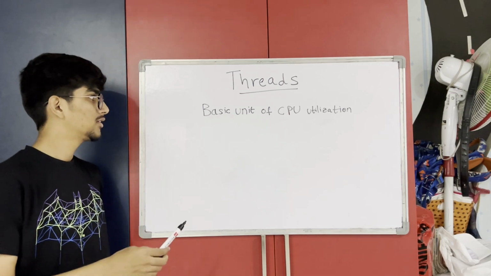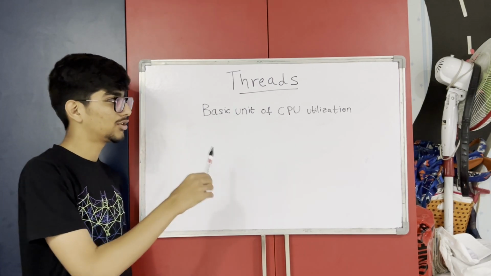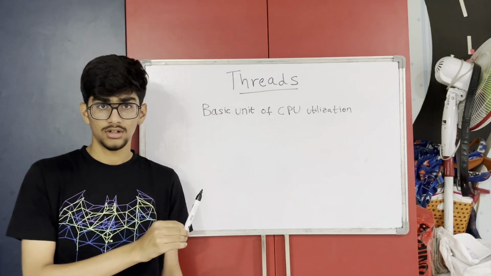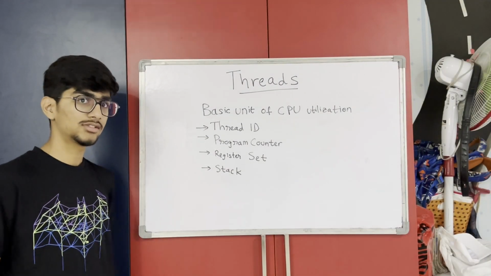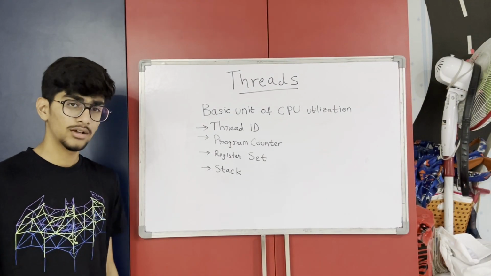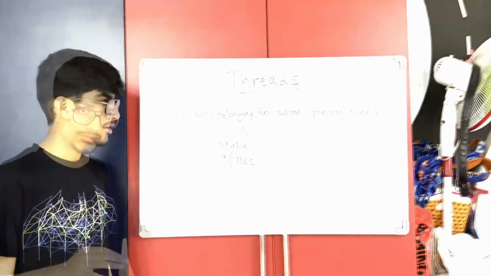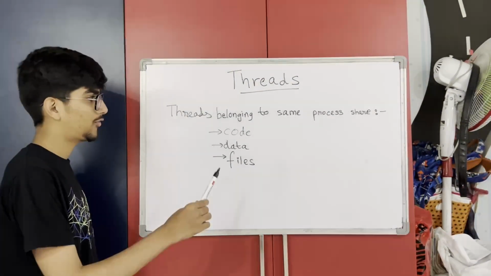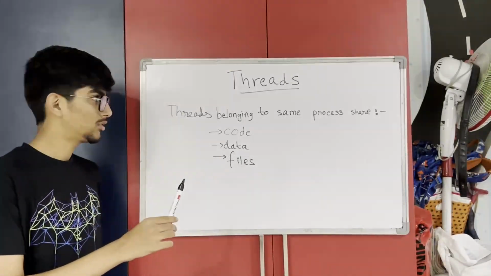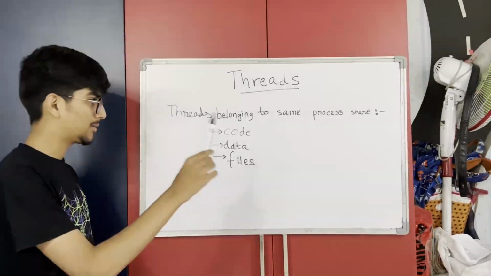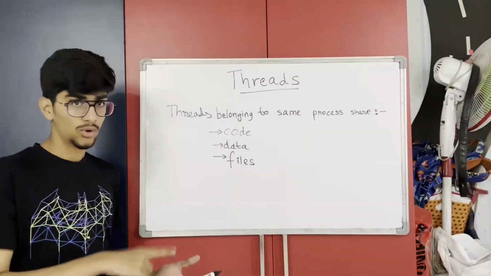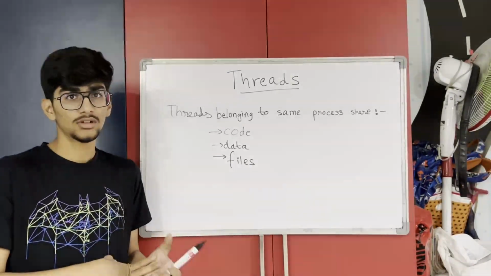So a thread is the basic unit of CPU utilization. A thread consists of 4 parts: thread ID, program counter, register set and stack. Modern processes consist of multiple threads. So threads belonging to the same process share code, data and files with each other.